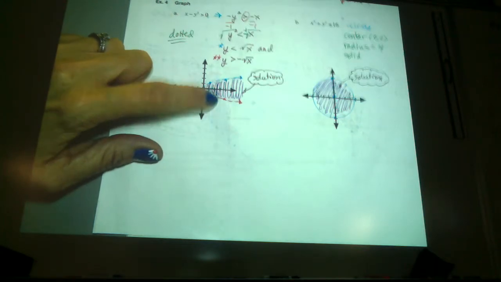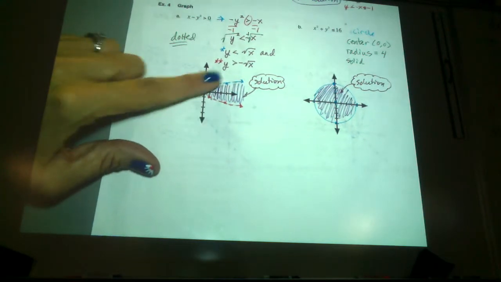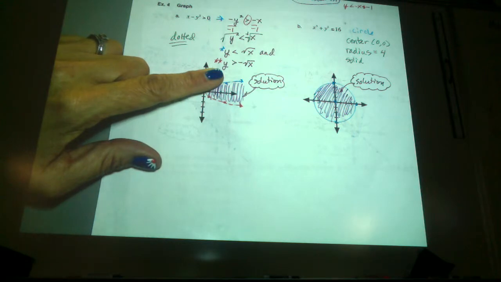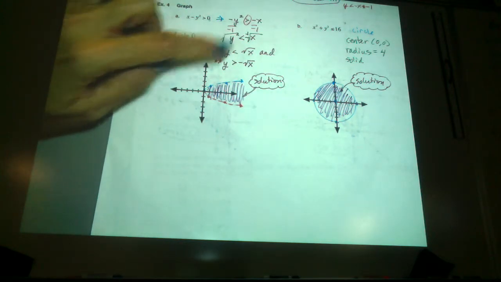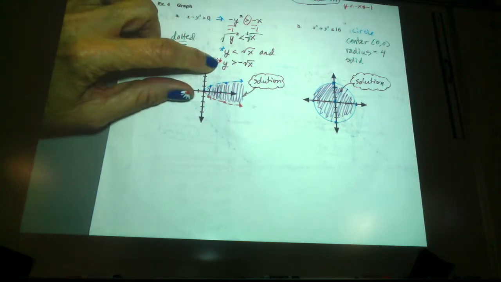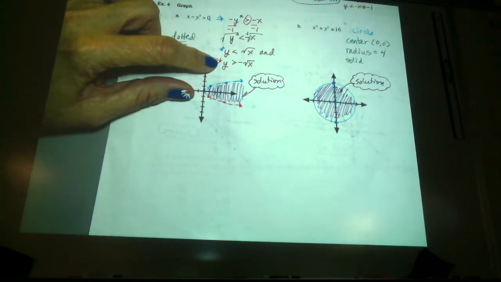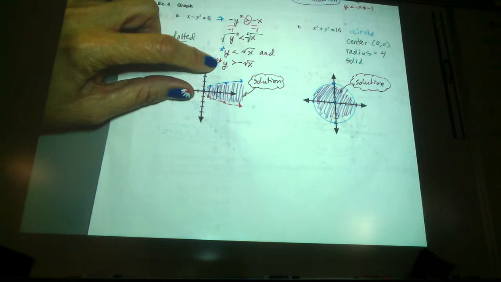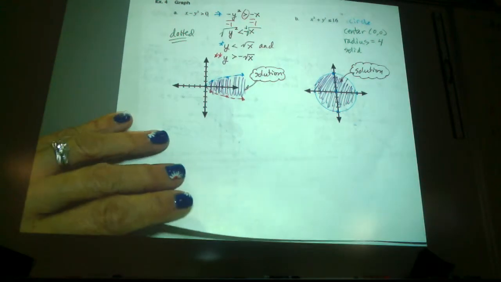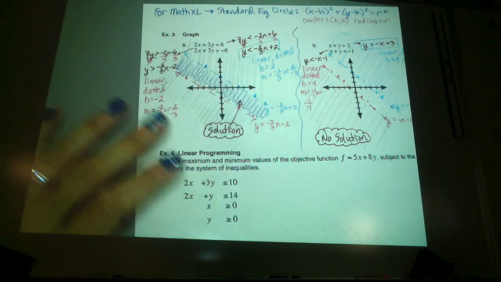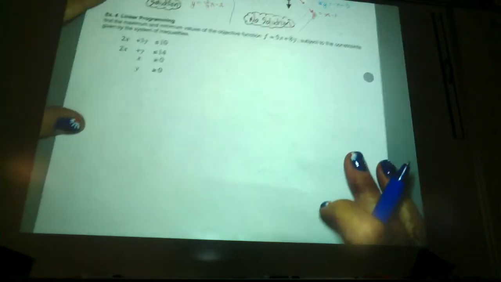Because I can't have less than here and then less than out here. That would be the whole parabola, right? So you end up flipping that sign when you do the greater than or less than. I won't be testing you on this. I'm just showing this to you if you encounter it in Math Excel. And so I will have those online for you to look at. But for now, let's look at the linear programming.